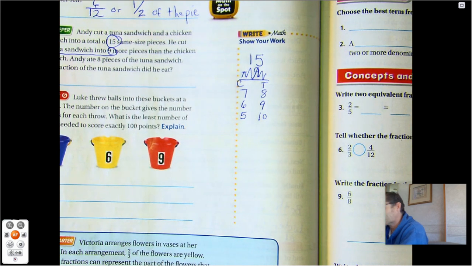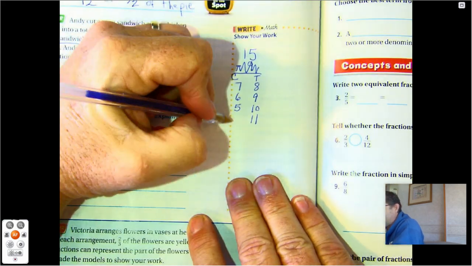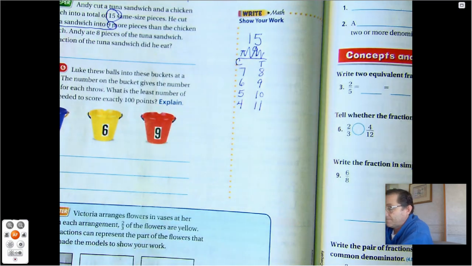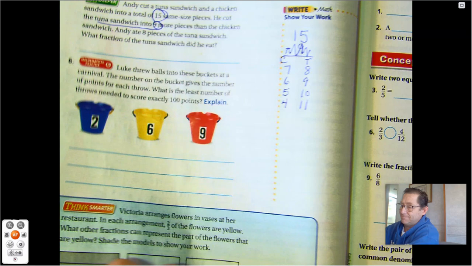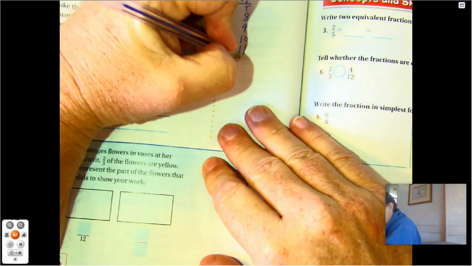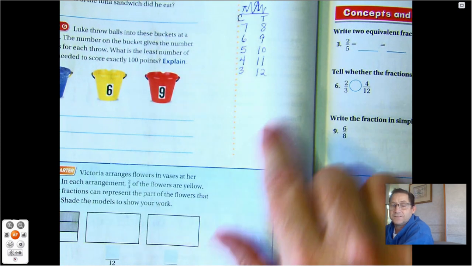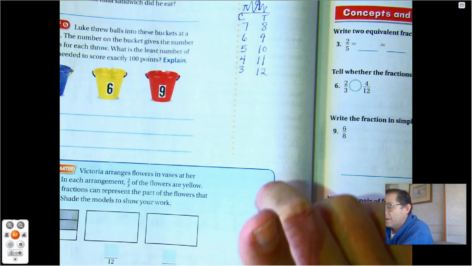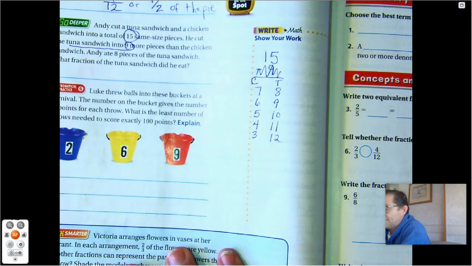11 pieces, 4 pieces. Well, that's a difference of 7. 12 pieces, 3 pieces. That's a difference of 9. Okay, so he ate 8 pieces of the tuna sandwich. What fraction of the tuna sandwich did he eat?